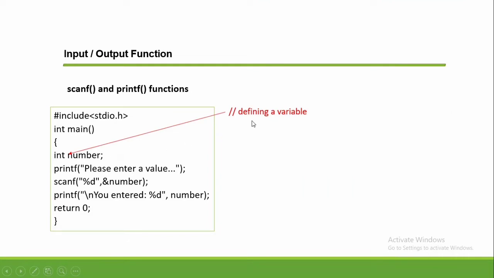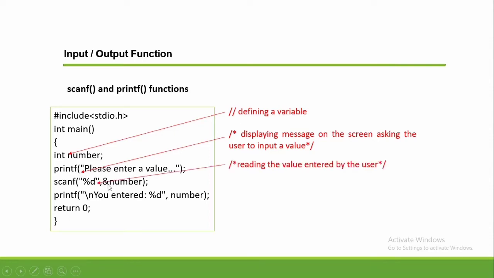In this line of code, we are defining a variable. In the next video, I am going to discuss what a variable is. In this function, it displays the message on the screen asking the user to input a value. And scanf reads the value entered by the user and displays the number as an output, or displays the number input by the user.